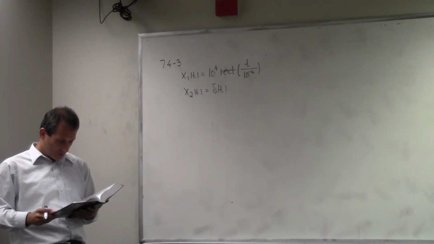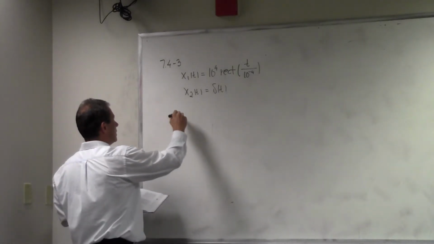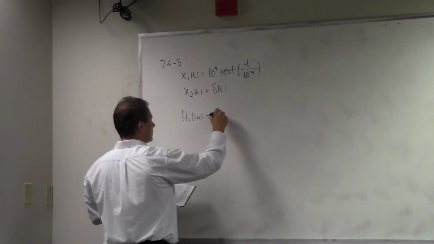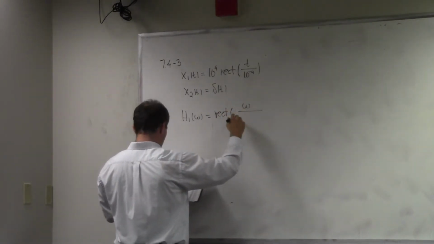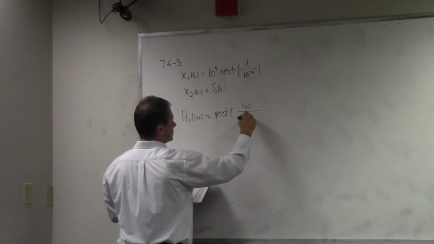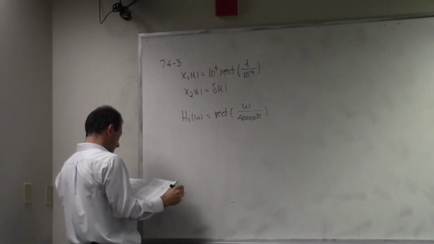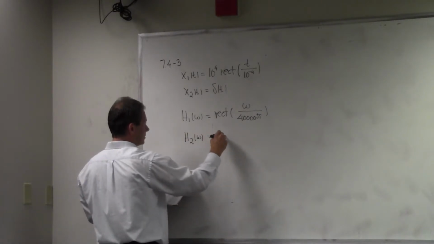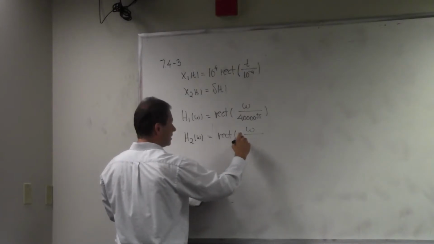They are applied to the input of the ideal low-pass filter. So H1 of omega is equal to rect of omega over 40,000 pi. And H2 of omega is rect of omega over 20,000 pi.